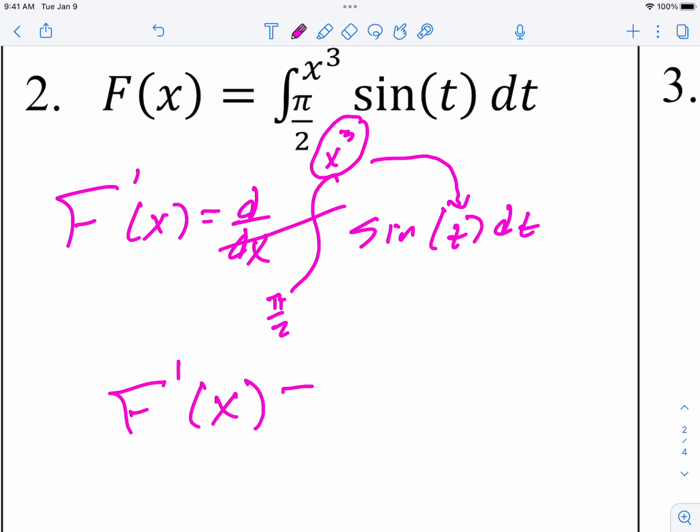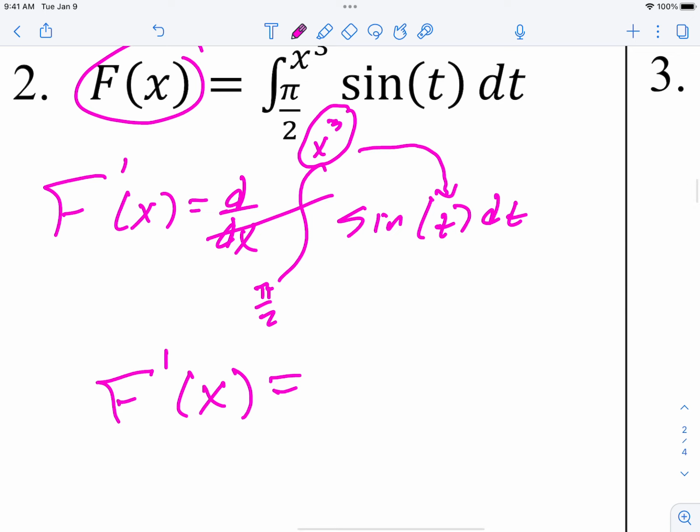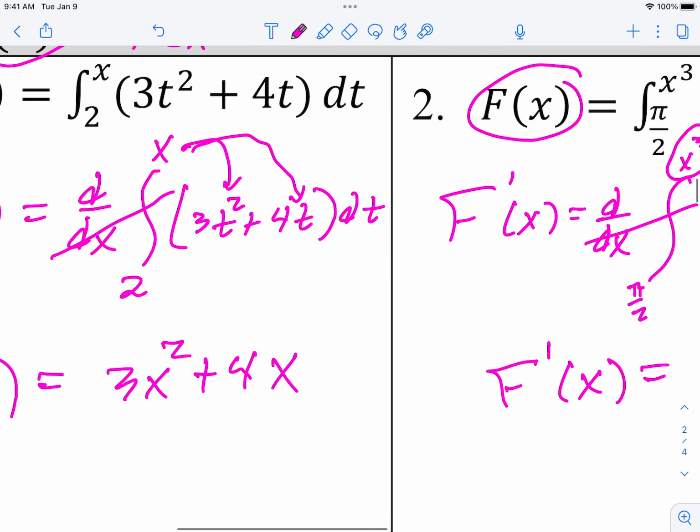But check this out. I'm taking the derivative of both sides because the directions said find f prime and I have f. So I'm deriving both sides, do the same to both sides. I will get just plain old sine because it just cancels. Now notice I'm not deriving sine and writing down cosine. And I didn't do that on the others either. I didn't do it on the previous one.